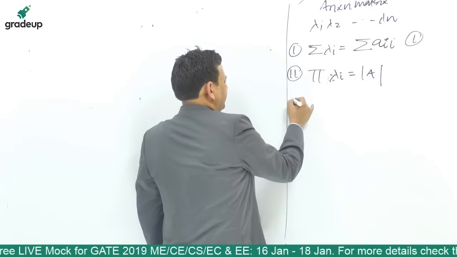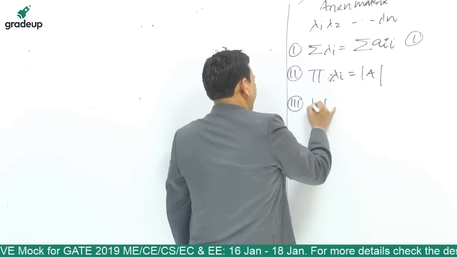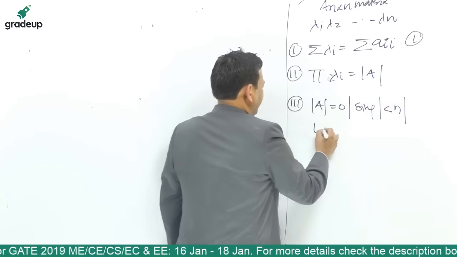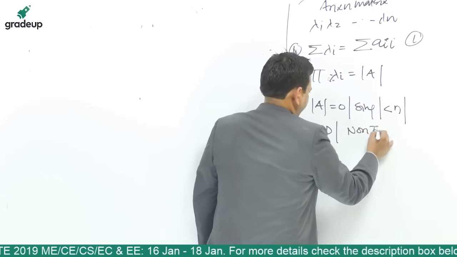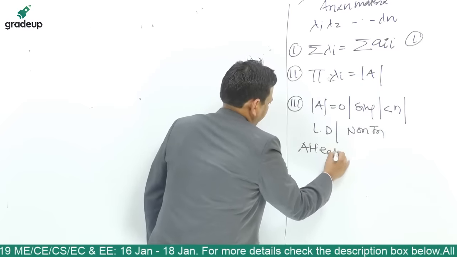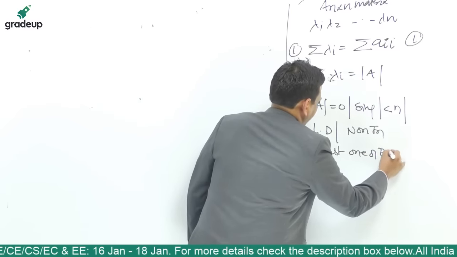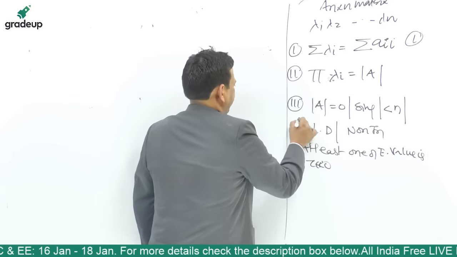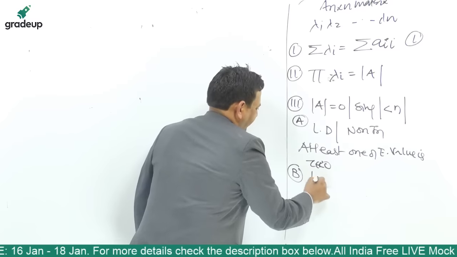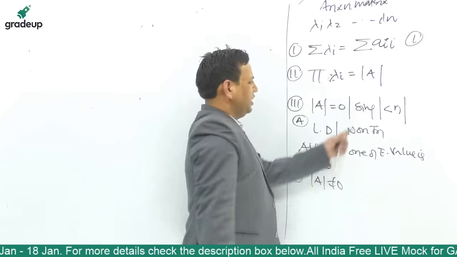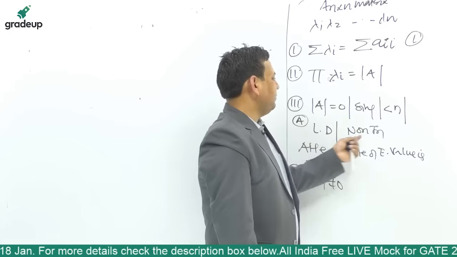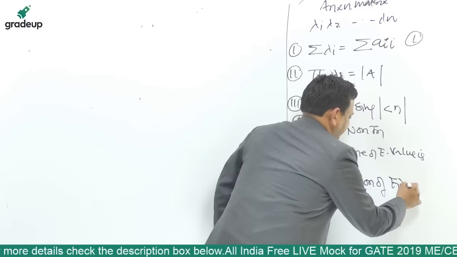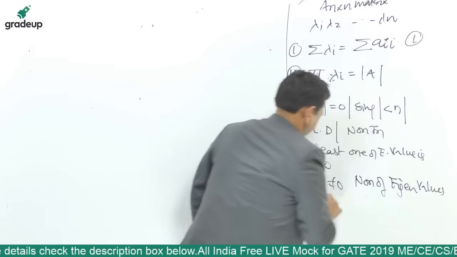Using this we can say if determinant of A is equal to 0, or the matrix is singular, or rank is less than n, or linearly dependent, or non-invertible, then at least one eigenvalue is 0. And the other part, if it is not equal to 0, the same thing: non-singular, rank equal to n, linearly independent or invertible, then none of the eigenvalues is 0.